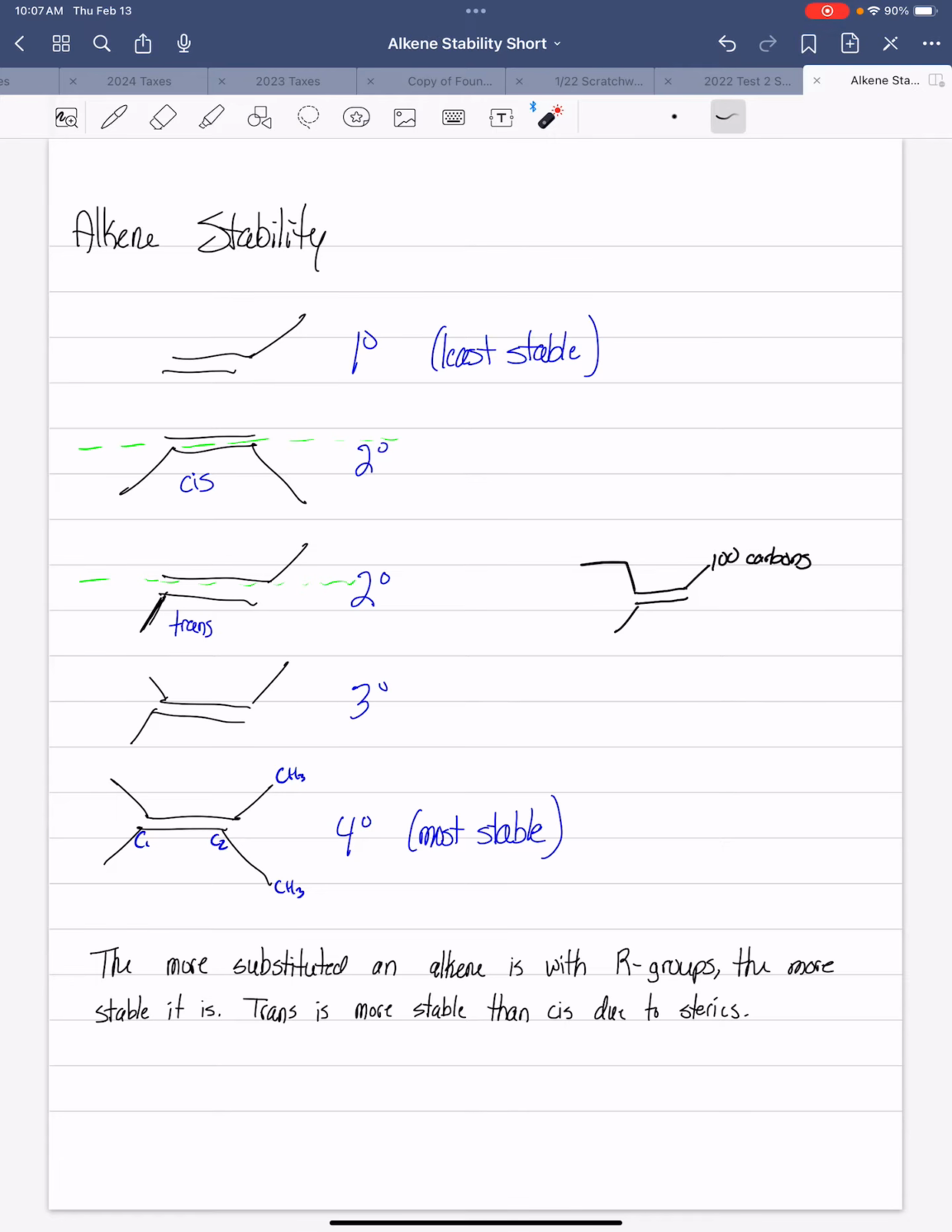Now, when I say carbon-to-carbon bonds, the first time I say carbon is the one directly involved in the double bond. The second time I say carbon, I'm talking about this one right here.